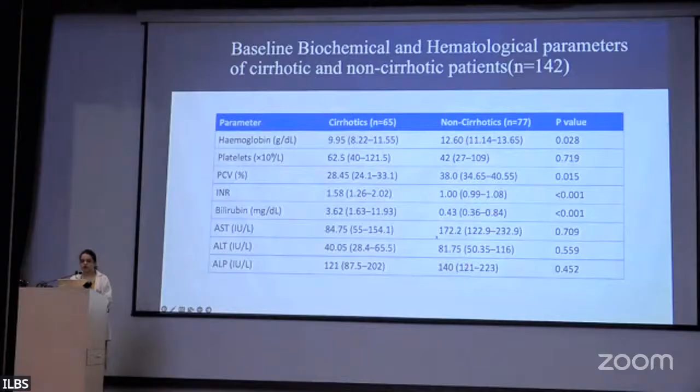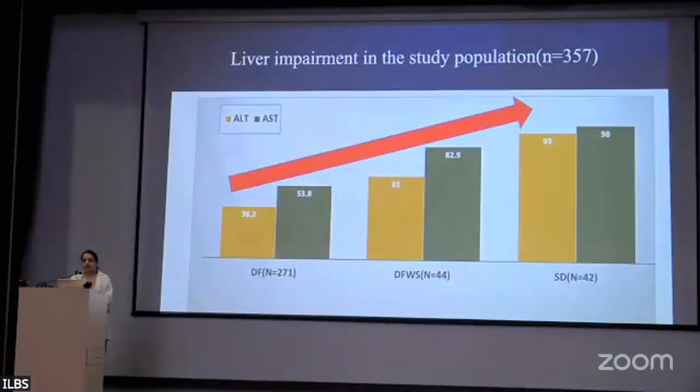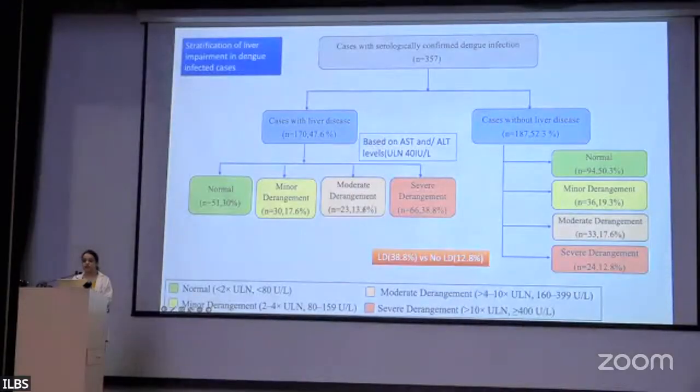Now, on comparing the baseline biochemical and histological parameters of cirrhotics and non-cirrhotics, cirrhotics had significantly worse INR and bilirubin as compared to the non-cirrhotic group. Now, comparing the liver impairment in the study population, AST and/or ALT was significantly higher in the dengue patients, and as the severity of the dengue infection increases, AST and ALT levels increase, with AST more as compared to the ALT levels.